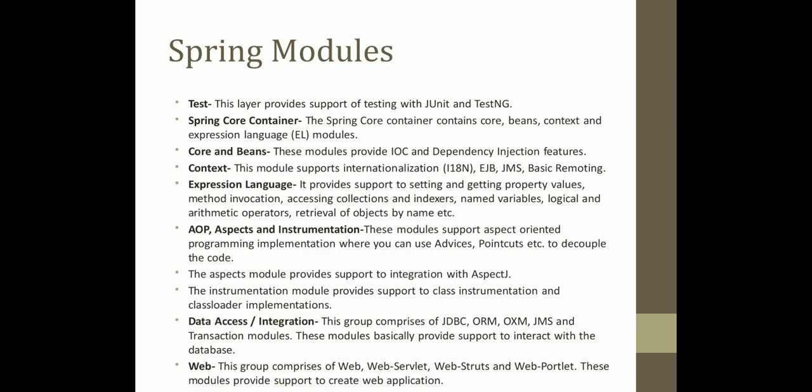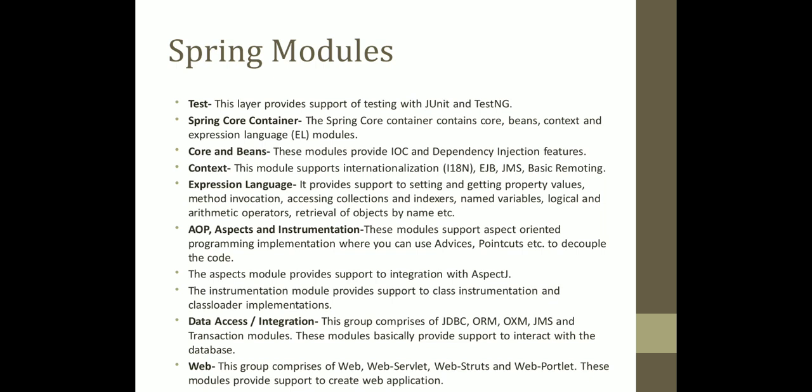The second part is the Spring Core container. This is the second layer, which contains the core, beans, context, and EL, that is expression language, modules. These things make the Spring Core container work for better performance.